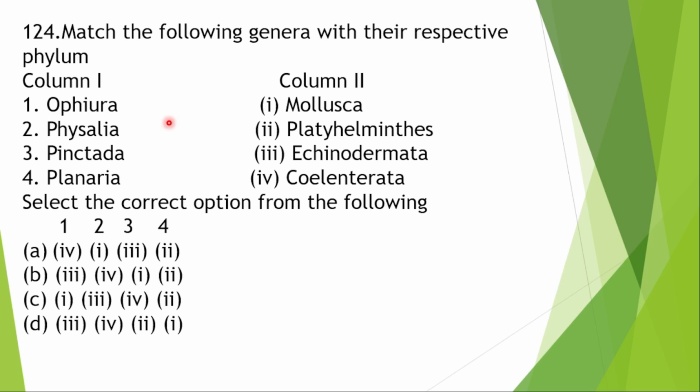Ophiura is for echinodermata. 1 is 3. Physalia is for Coelenterata. 2 is 4. And then Pinctada is for mollusca. Planaria is for Platyhelminthes. 4 is 2. So here 3, 4, 1, 2. The right option 3, 4, 1, 2 is B. B is right.